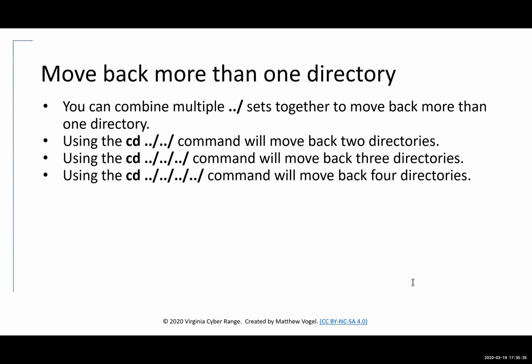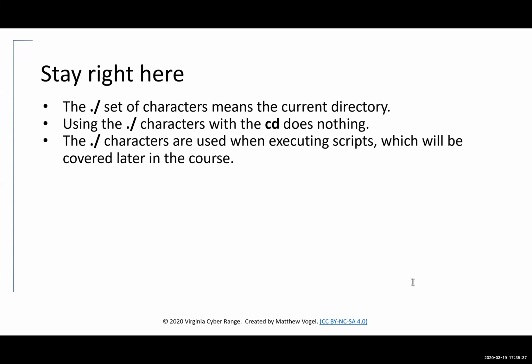So this slide describes that. The dot all by itself represents the current directory. So if I say cd dot or cd dot slash, it's going to do nothing. It's going to leave me where I am. Why would I ever do that? Well, I probably would never do that for cd, but there are cases where I have to be able to use dot slash and then a file name, and we're going to talk about those, but not in this session.